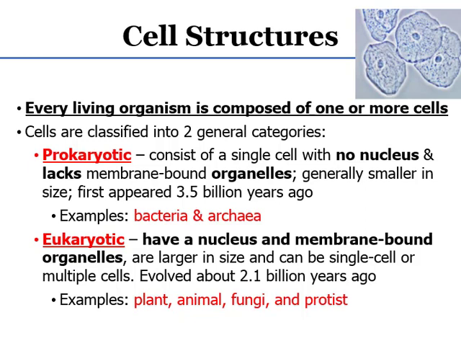Eukaryotic cell types all have a visible nucleus and membrane-bound organelles. These are much larger in size and can be found in single-celled organisms like protists or in multicellular organisms like plants, animals, and fungus. The eukaryotic cell has been shown to have evolved about 2.1 billion years ago. So that's about 1.5 billion years after the prokaryotic cell type.